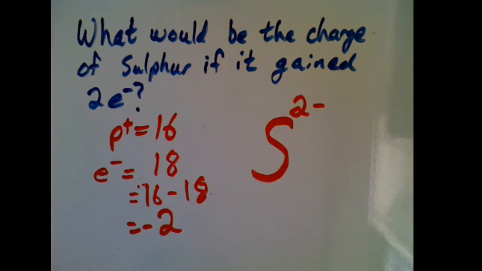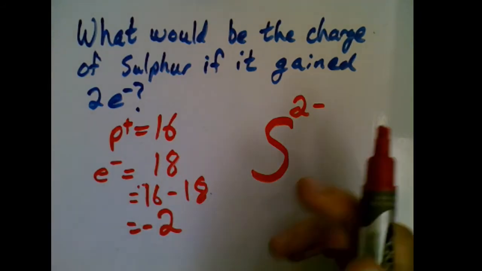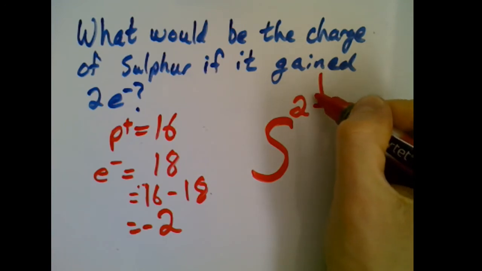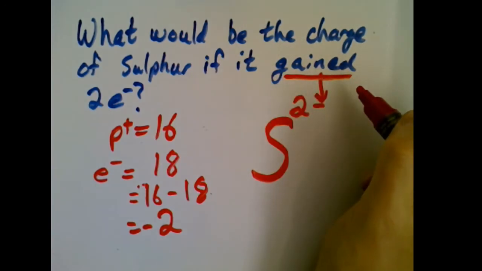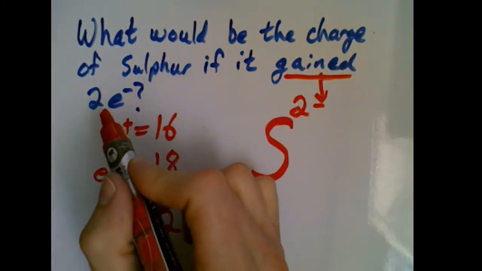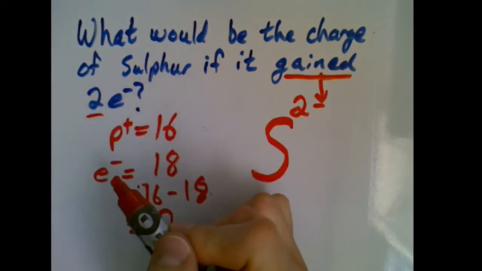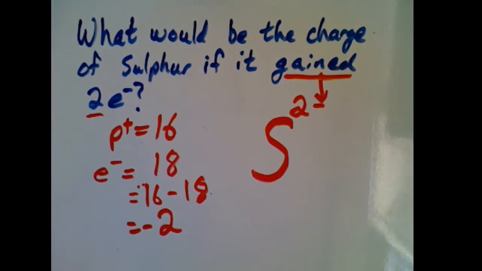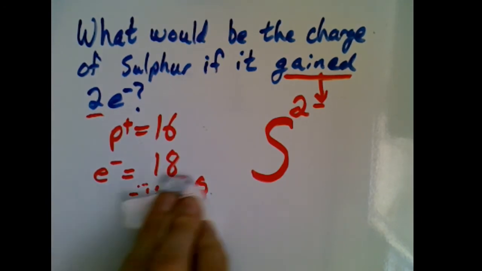Okay, should we do another example? Before we do this, I should point out anything that gains electrons will always get a negative charge every single time. And how much? Well, however many electrons it gained. That's ultimately how you can figure out what the charge is going to be.